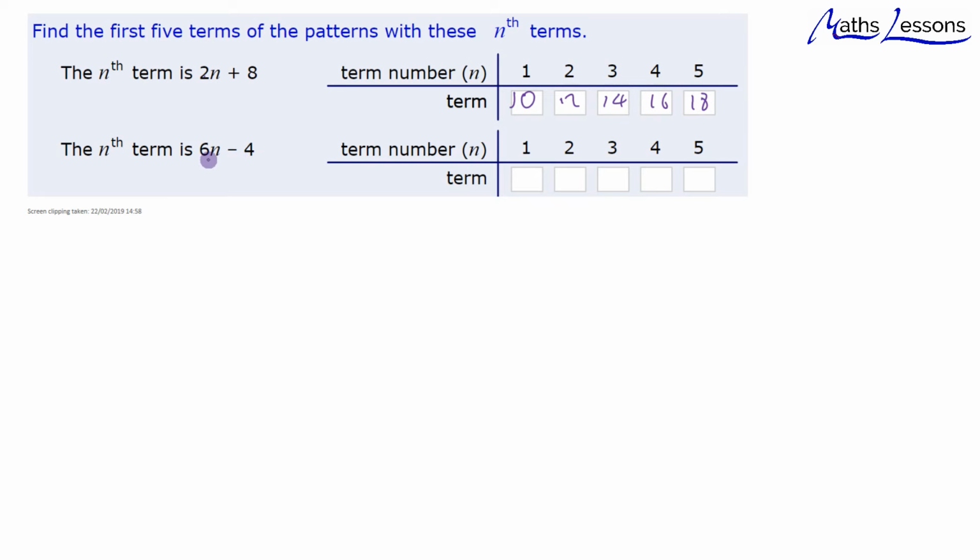And then this one, put 1 into that. 6 times 1 is 6, plus minus 4 is 2. Then this goes up by 6 each time because it's 6n. So adding on 6, we go 8, 14, 20, 26. So moving on.